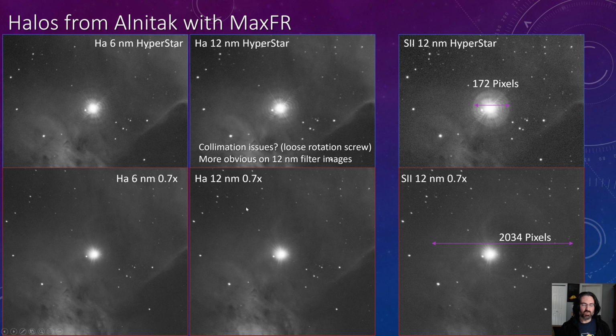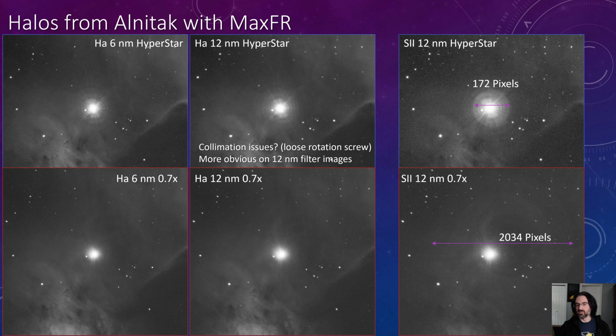If we compare that to what we saw with the H alpha with the 0.7 reducer, we don't see these diffraction patterns, but if you squint really hard, there is kind of one circle for the 6 nanometer filter, and I don't think I see quite the same thing for the 12 nanometer bandwidth filter for hydrogen alpha with the 0.7 reducer.